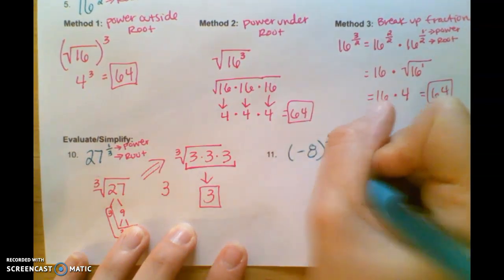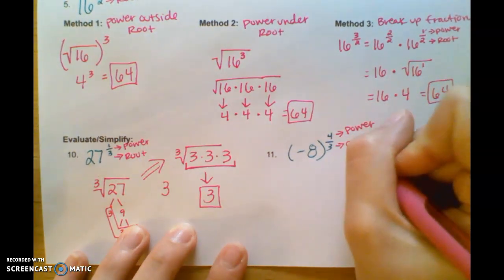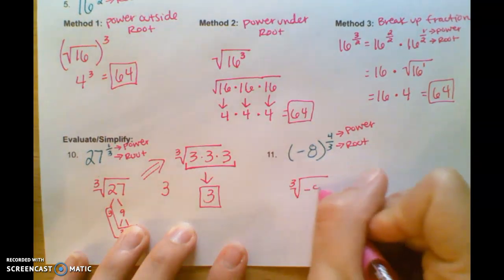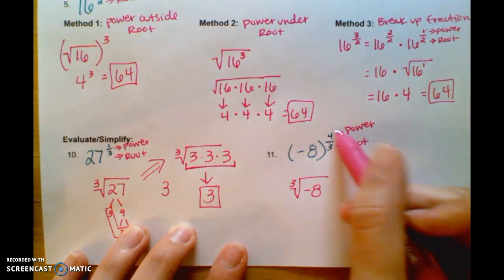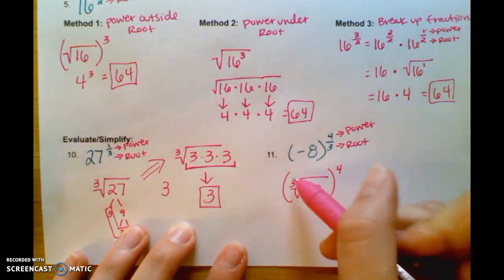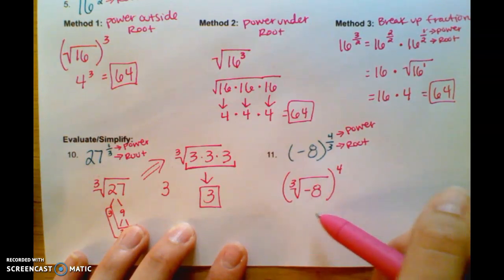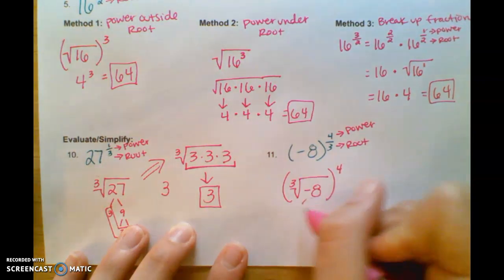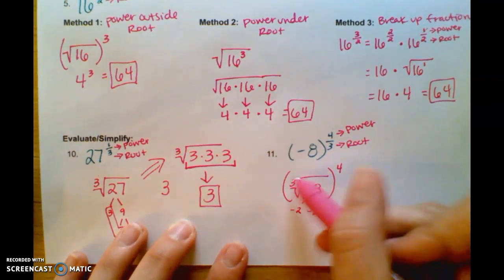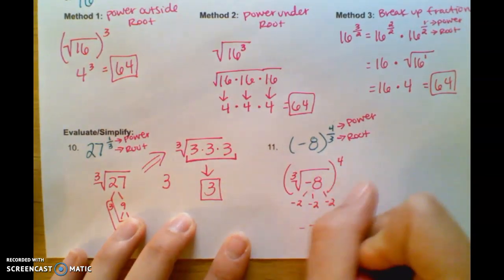-8 to the 4/3. Well, we need our power and our root. So this is going to be a cube root of -8. And we have to decide where to put the power. Generally, I start by putting the power on the outside, and I ask myself, is this a perfect cube? Can I make -8 into 3 things that multiply by itself? So -8 is actually going to be -2 times -2 times -2. Remember, when there's an odd root, we can have a negative inside. So the cube root of -8 is -2.